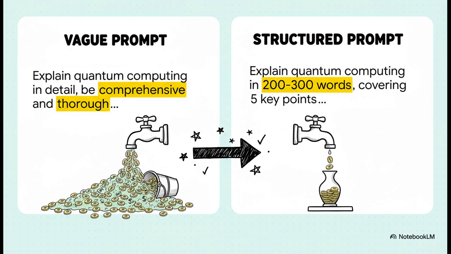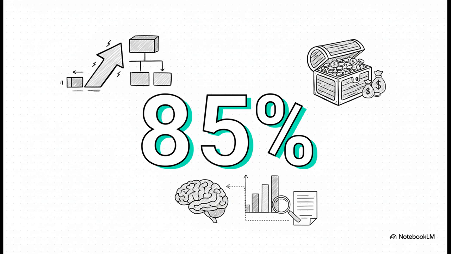Okay, on the left, you see a super common type of prompt. It's vague, it's open-ended: be comprehensive. The result? A long, rambling, and very expensive response. Now look at the prompt on the right. See how it's not just shorter, it's structured. It gives clear constraints on the length and the key points it needs to cover. It forces the model to be efficient. And the payoff for that one simple change, in this example, a massive 85% reduction in cost.